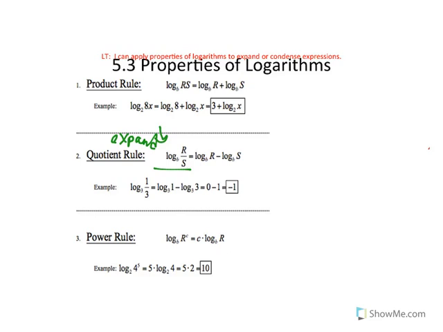Or I could give you the right-hand side and the directions could say condense this down, meaning take it from two terms down to one term if possible. Okay? And keep in mind we're going to simplify the whole way through on all of these as well. And so here's the numerical example that I gave you to represent the quotient rule. Say I give you log base 3 of 1/3.